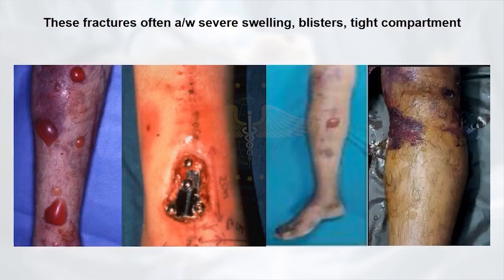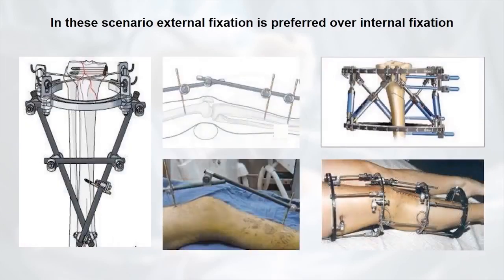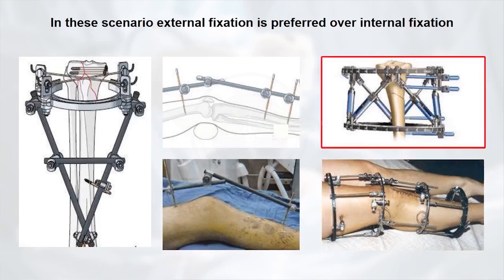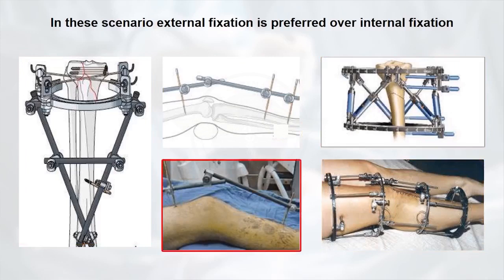If there are blisters, if this is the skin condition of the limb, you should be very careful. In such cases, when the skin condition is not good and is showing many blisters, then the best system of stabilization is the external fixator, or the rod fixator, or the ring fixator, or the hexapod fixator, or the limb joint spanning fixator, whatsoever it is. But you should always go for such fixators, not the internal fixation.